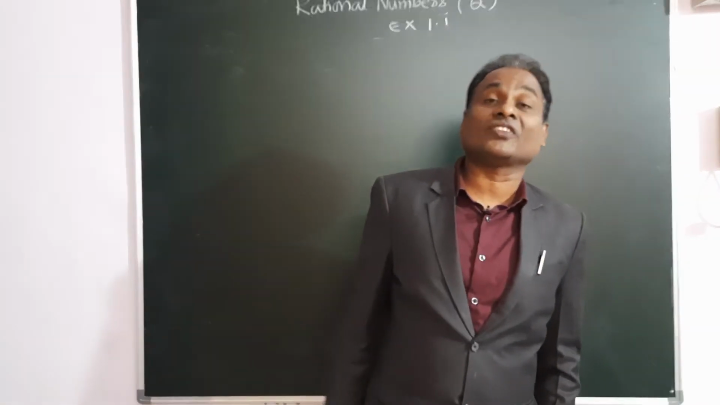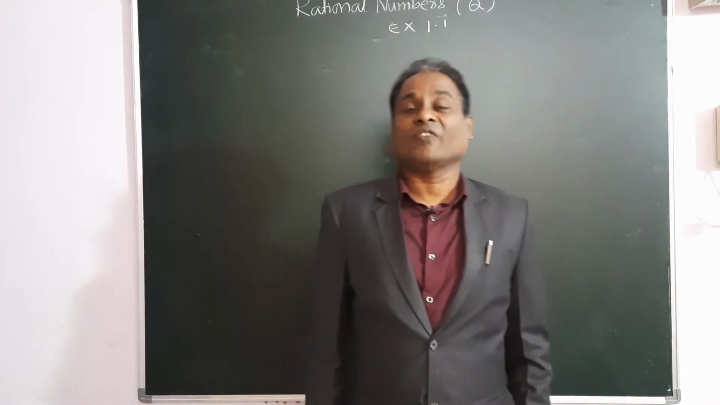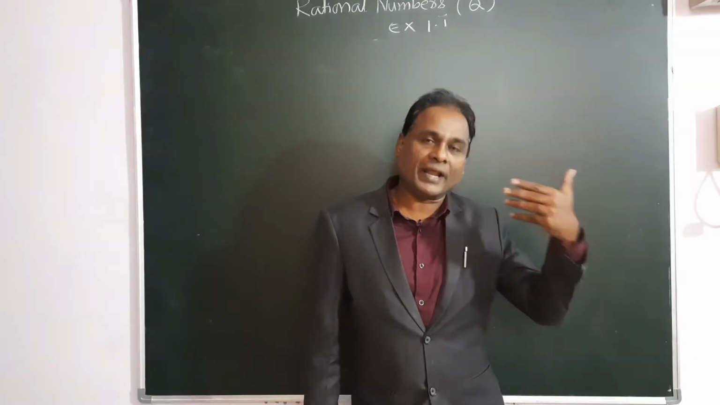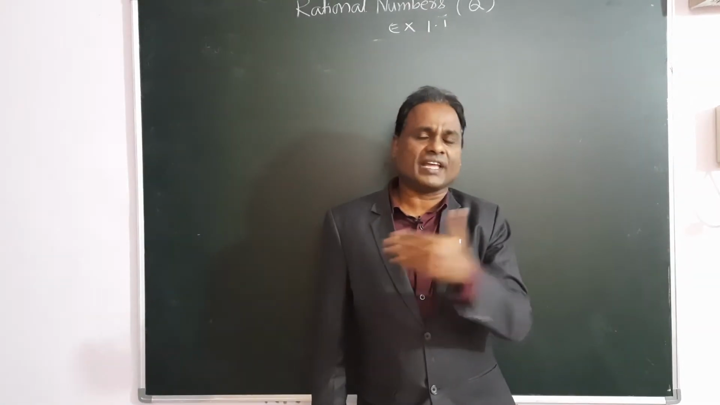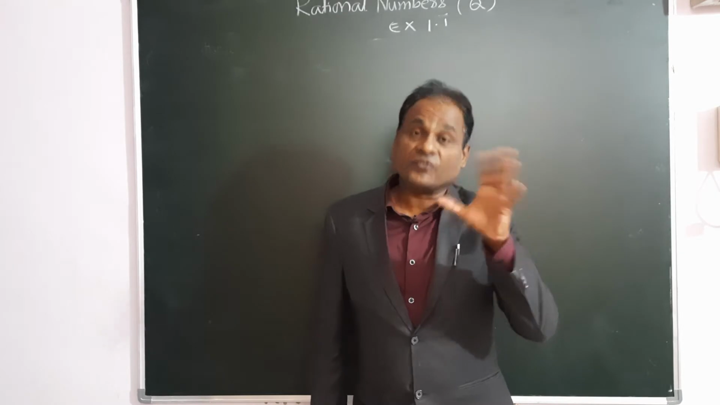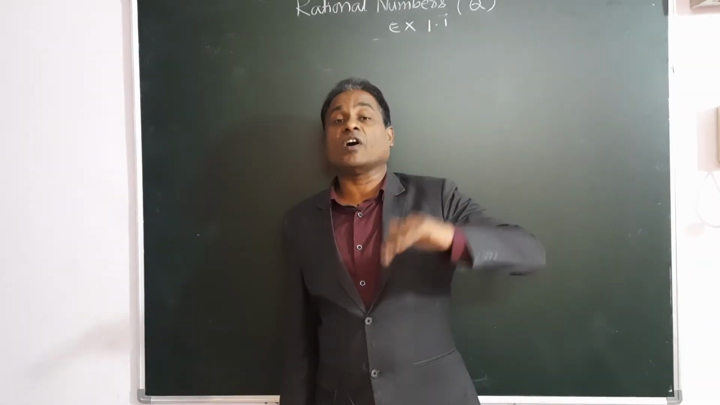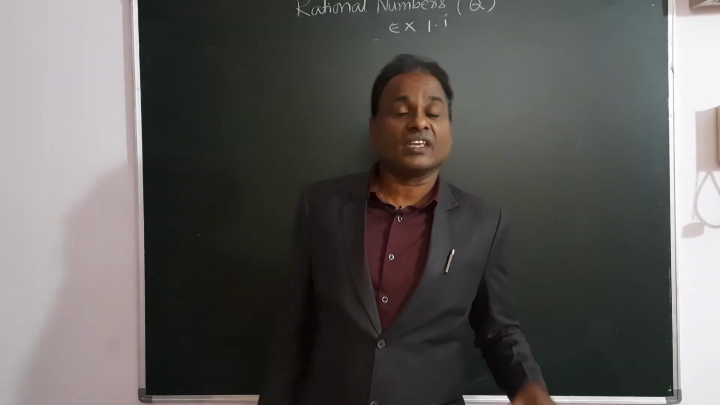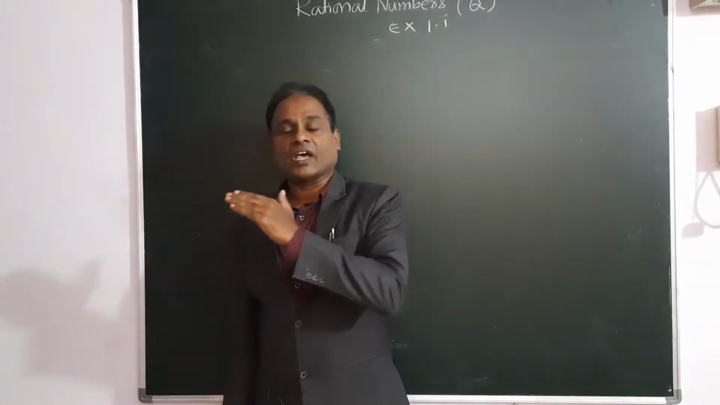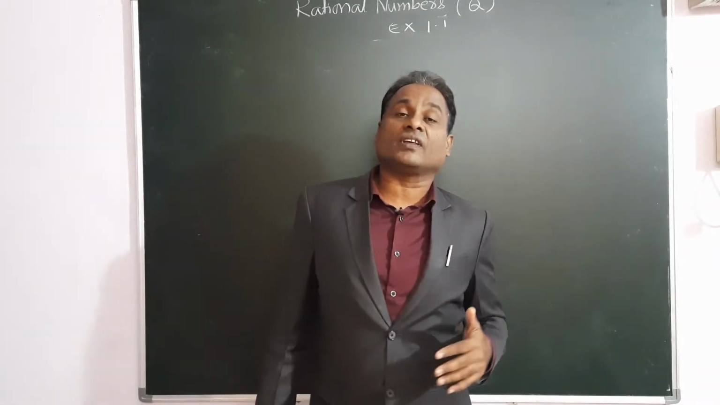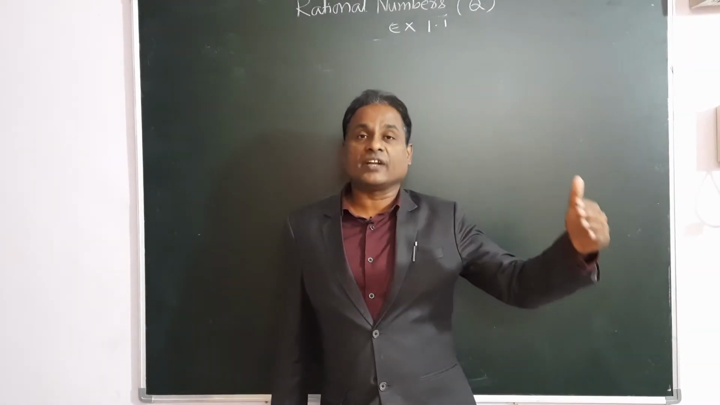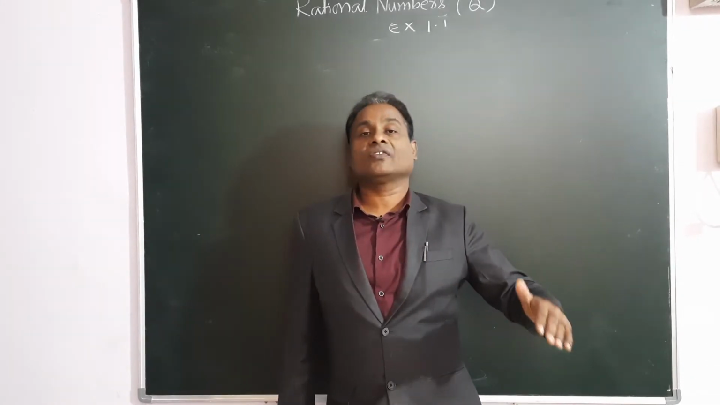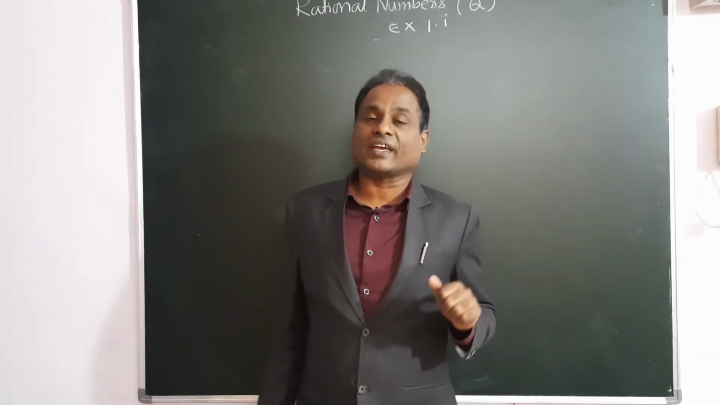So we started our rational numbers, the first chapter in our textbook. In that I explained about the number system, various types of numbers, and we defined what is a rational number, the number in the form of p by q, q not equal to 0, p and q belongs to integers, is a rational number. And after that I explained you various properties like closure property, commutative property, associative property, identity, inverse, and also distributive. So these properties I explained.